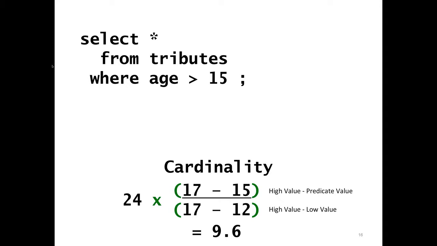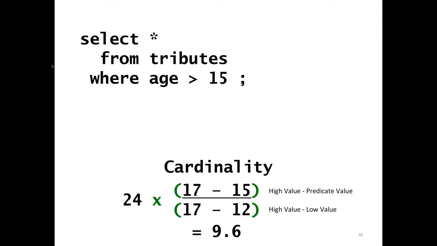You'll see at the bottom part of the screen that the first part of the calculation is you need to figure out what the top number is in your percentage calculation. So you start with the high value and you subtract from it whatever your predicate is asking for. So in this case, 15. So you're basically saying if you have 17 as your highest value and you want anything greater than 15, you want whoever is aged 16 and 17. So there's only 2 of those. So that gives you the top portion of the calculation here.